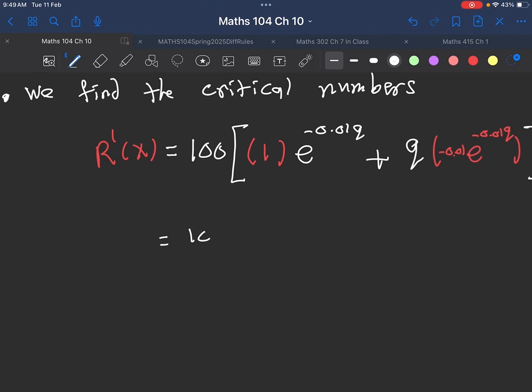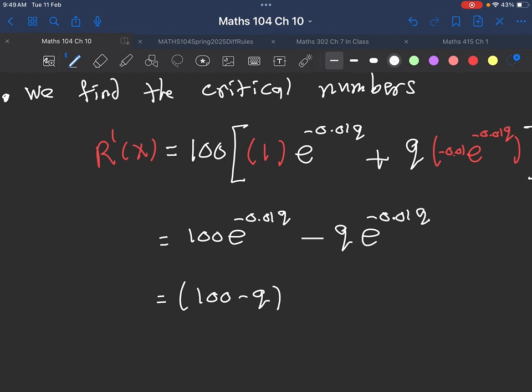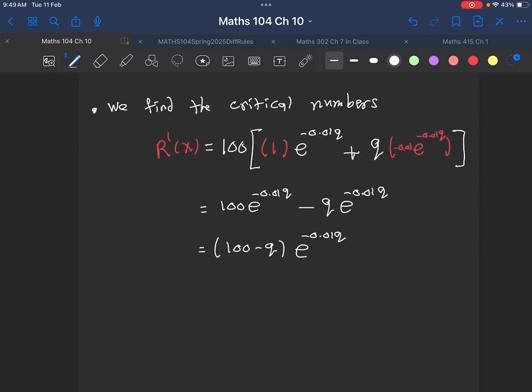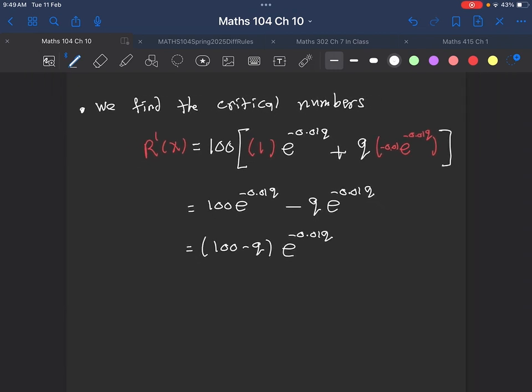Now, if we just try to simplify this one, we will get 100 E, and then we will have minus Q E to the 0.1 Q. If we take E as common factor here, that's what we will get as the final derivative. Now, how do we find the critical numbers? To find the critical numbers, we need to find r prime of x equal to 0.